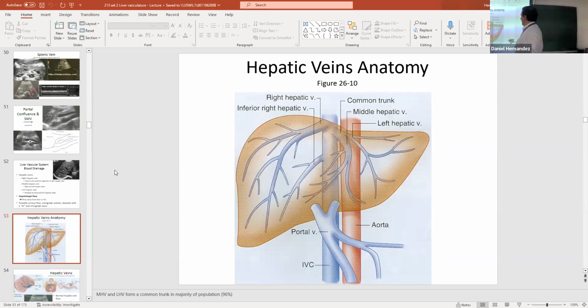Is that the one that we Doppler, the right one? Yes, that's right, it's right before. The left is going to be a little further down. So the left one's kind of over here, and the right one's right up there.